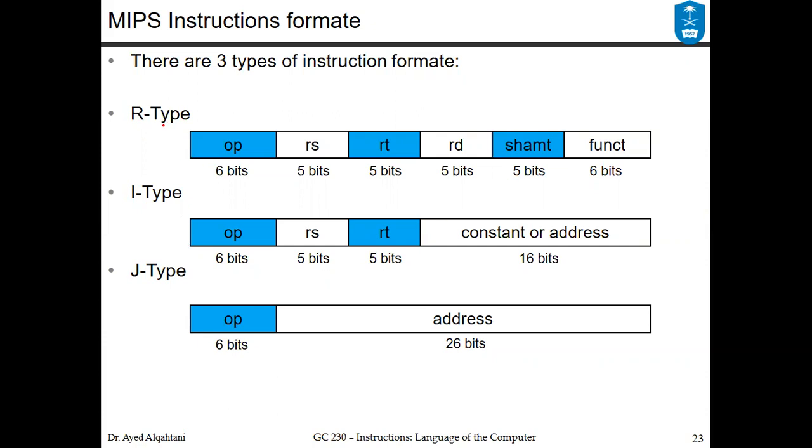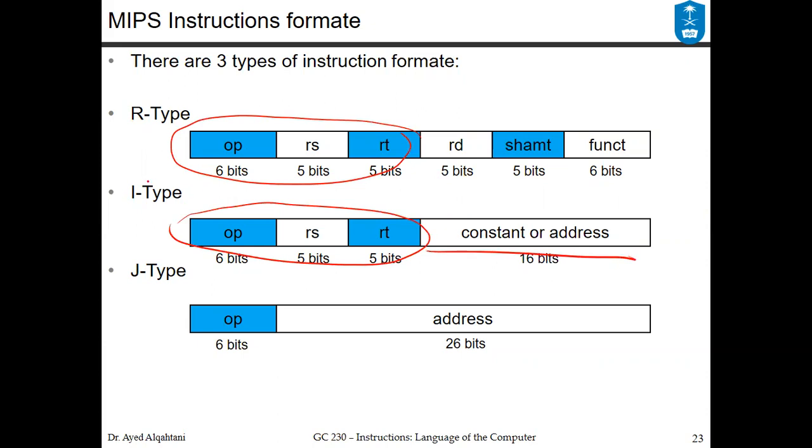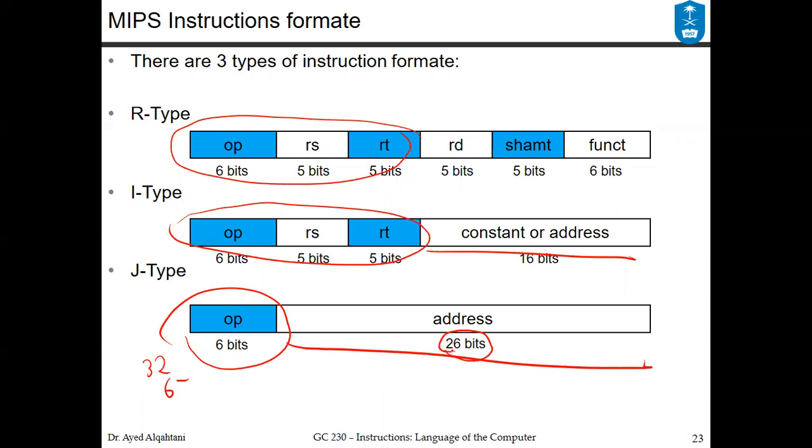So now we know the R type has 6 fields: 6, 5, 5, 5, 5, and 6 bits. The I type takes this half from the R type, and the rest is the immediate value. This is why we call it I type. And the J type, we have 6 bits, the opcode, and the rest is the address, which is 32 minus 6, which is 26 bits.